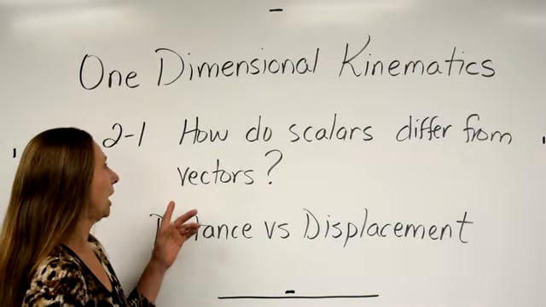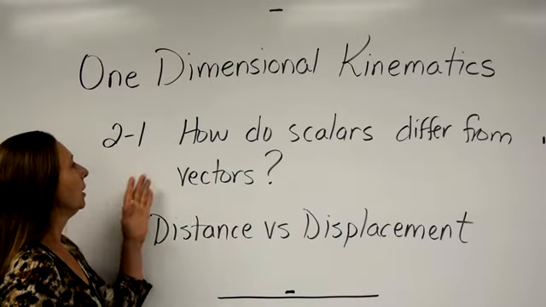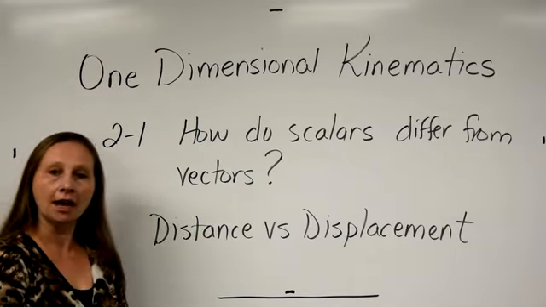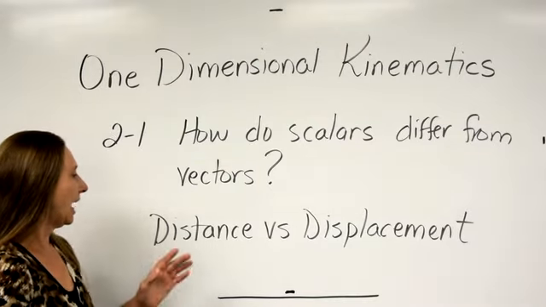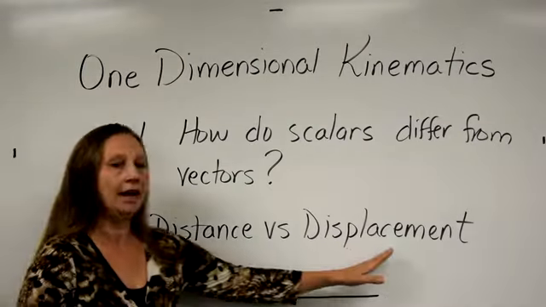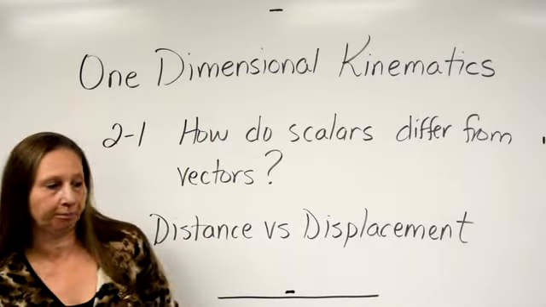One-dimensional kinematics topic. This section is 2.1, how do scalars differ from vectors? We'll be using distance versus displacement as an example of a scalar and a vector and how they're different.